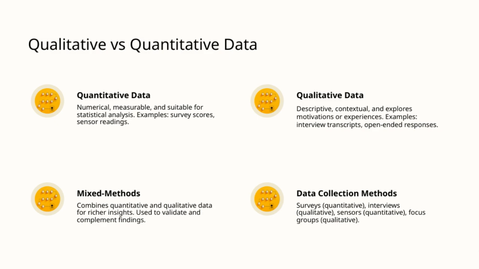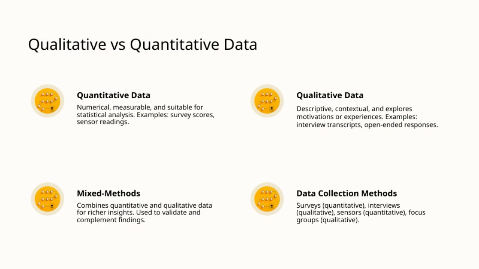Moving on, we often combine these methods in a mixed methods approach. This means we gather both quantitative and qualitative data to get a richer, more comprehensive understanding of the subject. Using mixed methods helps us validate our findings and fill in any gaps left by using just one type of data. Now, talking about qualitative data, this is all about context, descriptions, and exploring motivations or personal experiences.